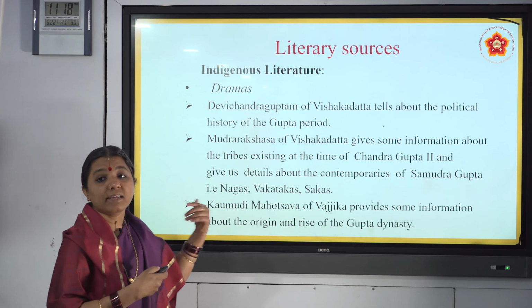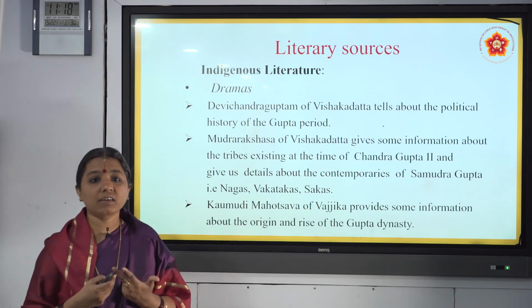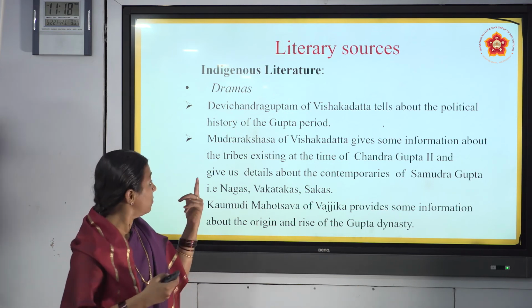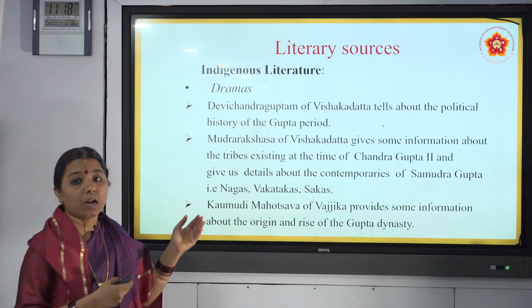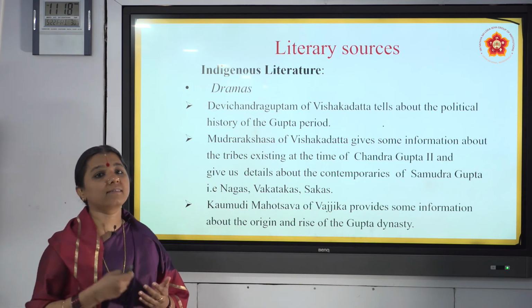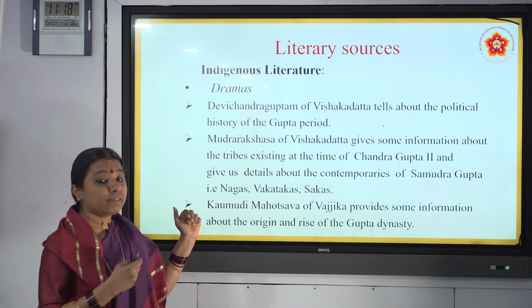And then another important indigenous literature is drama. Two dramas by Vishakhadatta. One is Devichandraguptam and the other is Mudrarakshasa. Devichandraguptam tells about the political history, and Mudrarakshasa tells about the tribes existing during that period, and it also tells about the contemporaries of Samudragupta.